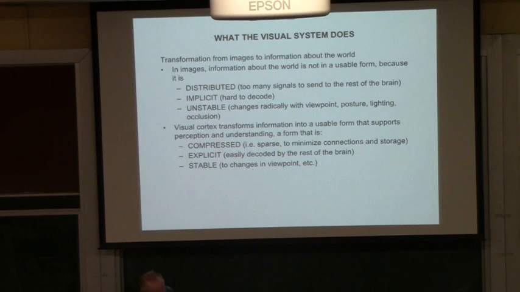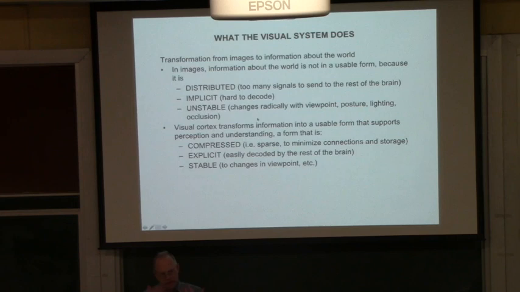The information that we need, the information that makes up the 10,000 words that we could write about a complex scene like this, is there, but it's extremely implicit. That is, it would take lots and lots of operations by the brain or by a computer program to pull that information out. So it's too implicit to be usable. You can't just send that information to the rest of the brain and think that other parts of the brain can use it. And then finally, it's in an extremely unstable state.